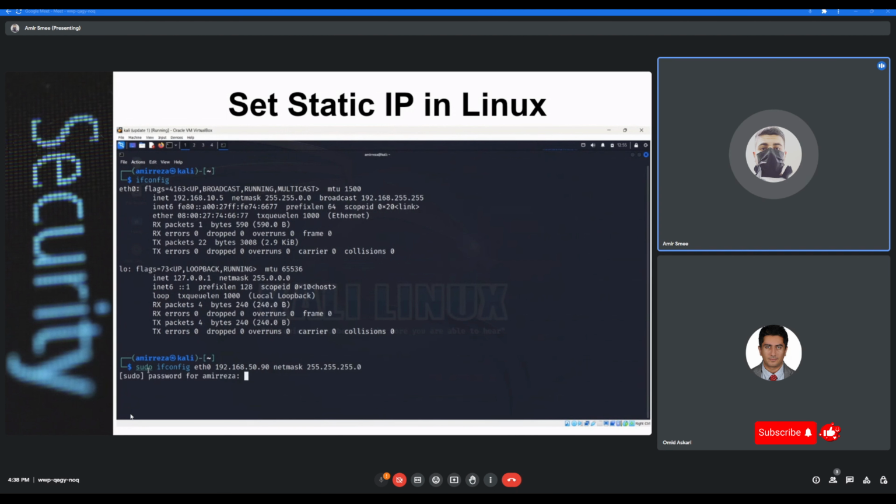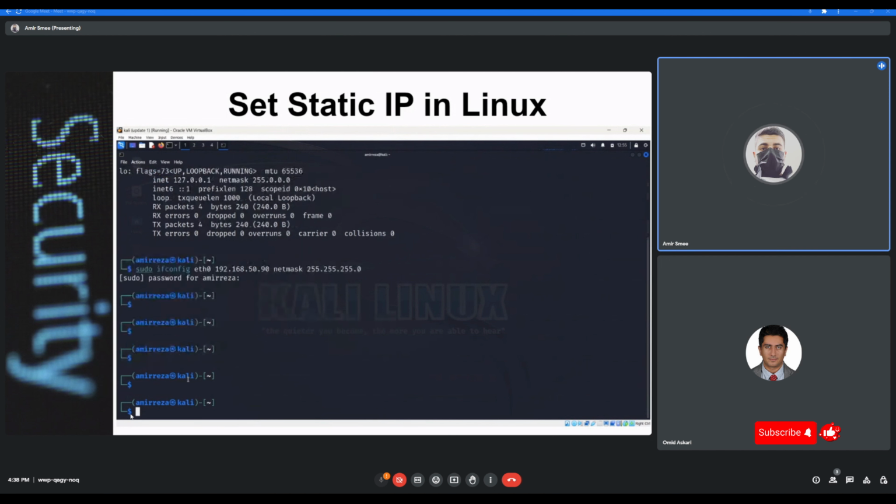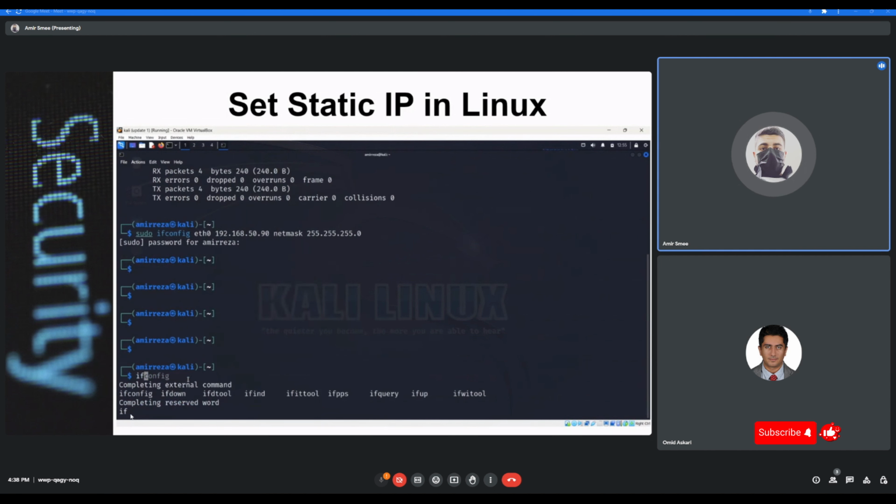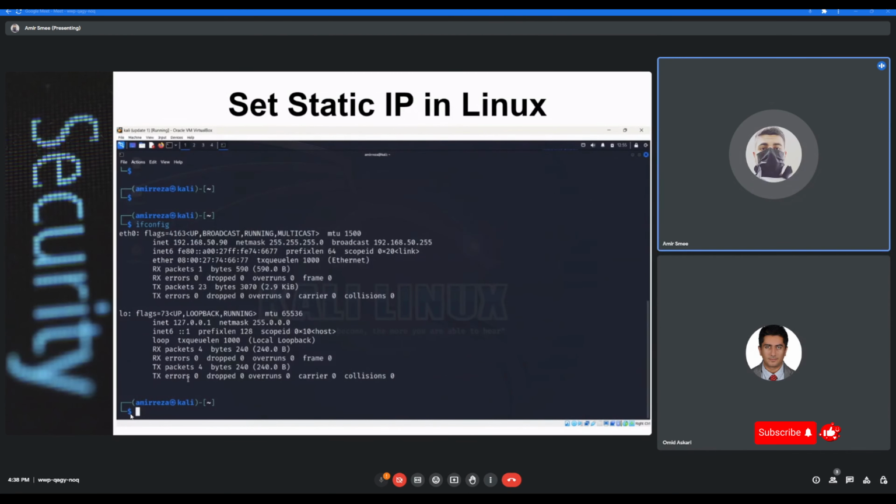Then, on the new line, we should enter the password of the administrator user. And now my IP has been changed. To make sure that the IP has changed, I type the ifconfig command once more. And as you can see in the picture, the IP and subnet mask have changed.